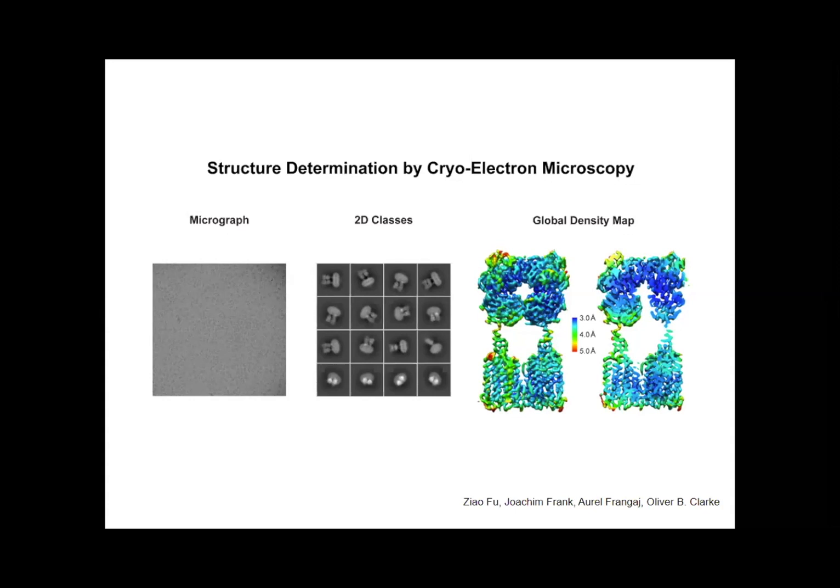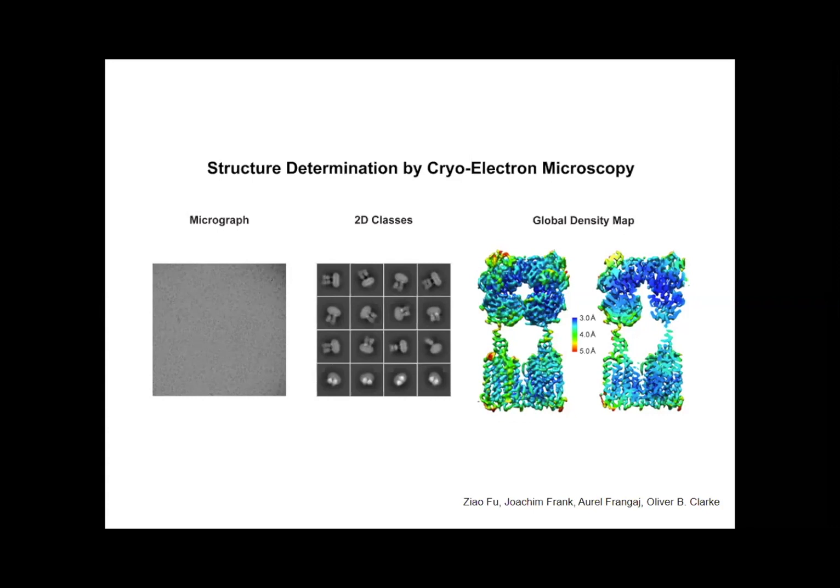Zhao and Aurel together screened many different protein preparations and eventually identified an optimal freezing condition for this receptor. As shown here is a representative micrograph they collected on a Krios microscope. However, even with this kind of data, we were lingering at 5 to 6 angstrom resolution.